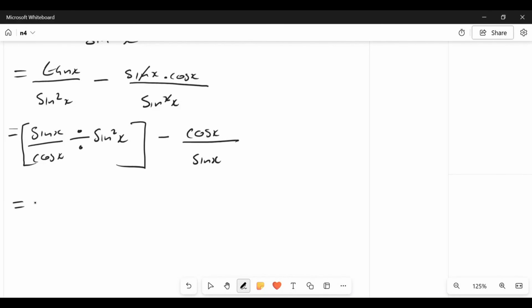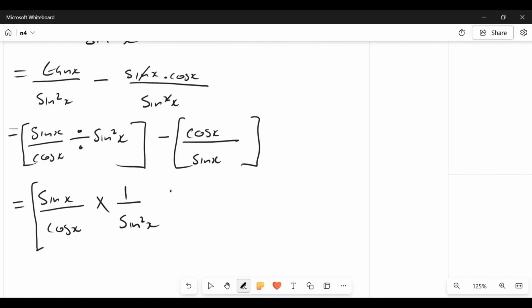Now, if you continue further, we have sine x divided by cos x, right? If you change this division into multiplication, we know that our sine squared x is going to be dividing them. So it's going to be 1 divided by sine squared x. There we go. Remember, when you change this division into multiplication, the numerator becomes the denominator and the denominator becomes the numerator. I hope you know about this. It's basic information. Right, so from here, we're just going to write this as it is. Cos x divided by sine x.